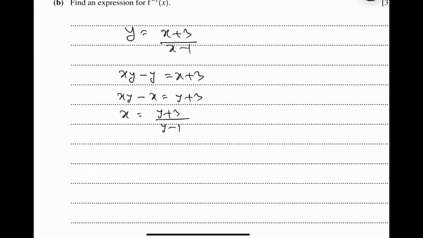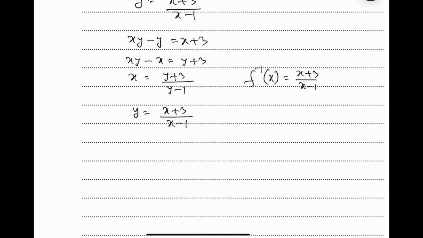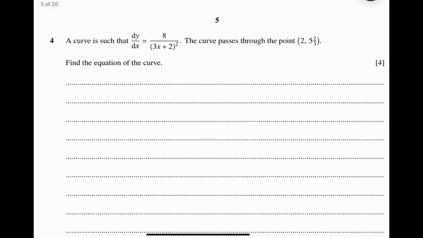So now we will replace x by y and y by x. So let me write here y equals (x plus 3) divided by (x minus 1). So now this is the final answer. We can write finally f inverse of x equals (x plus 3) over (x minus 1). So that's nice to solve. Its marks is 3, and this is the solution of that. Now let us go for question number 4.